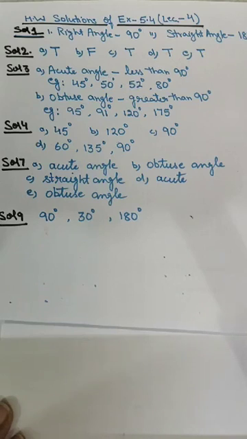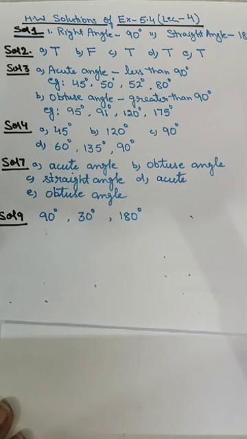Question number 7 is filling the blanks with acute, obtuse, right and straight. First, an angle whose measure is less than that of a right angle is an acute angle. An angle whose measure is greater than that of a right angle is an obtuse angle. See, an angle whose measure is the sum of the measure of two right angles, two right angles means 90 plus 90, that is 180 degrees. And a 180 degree angle is called a straight angle.